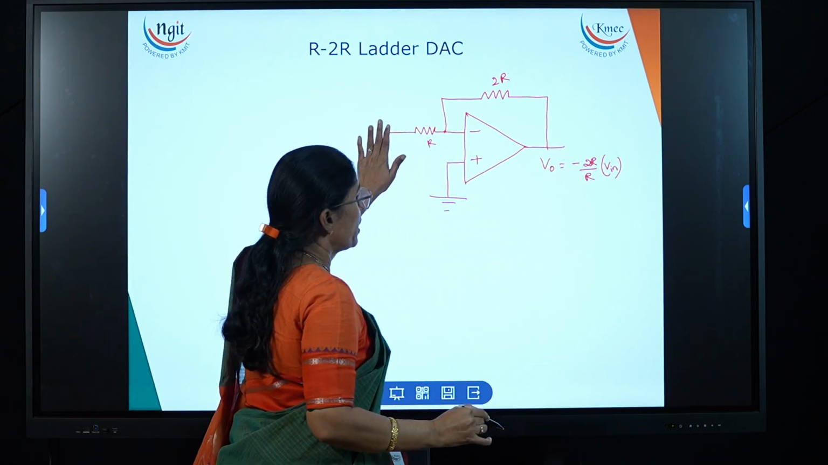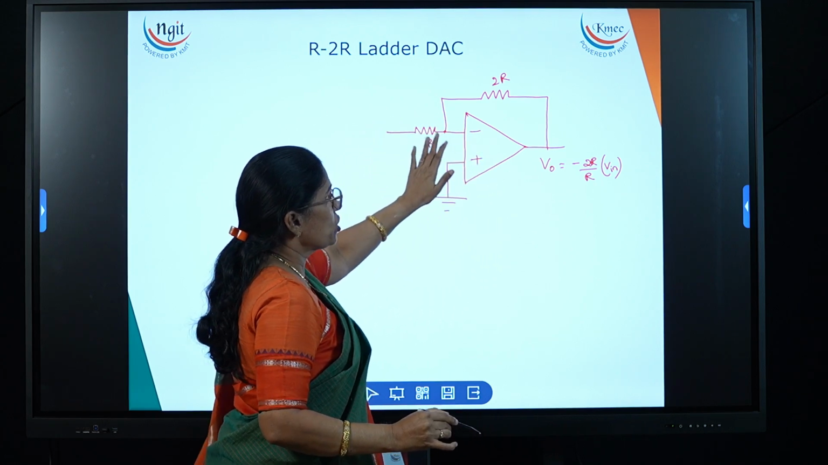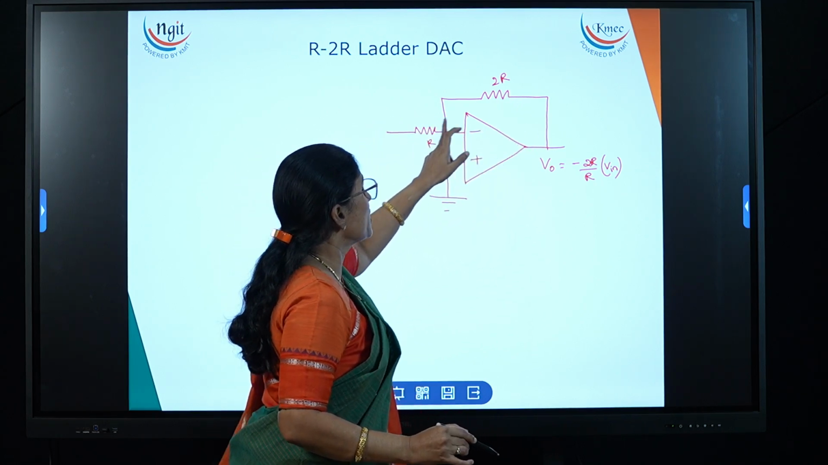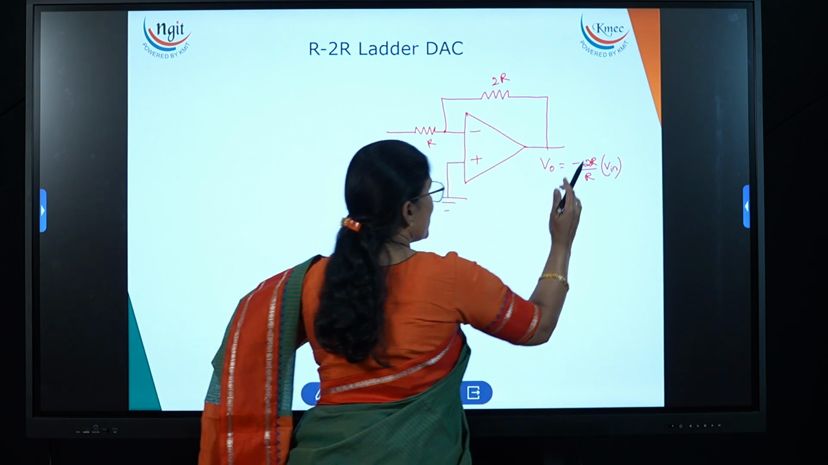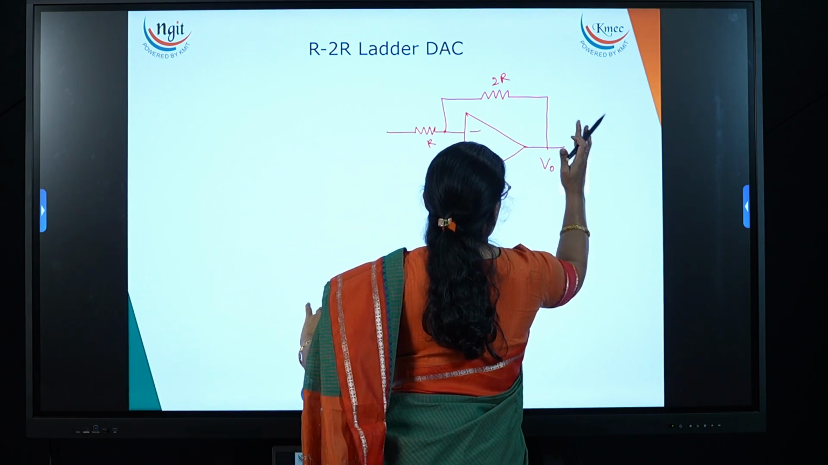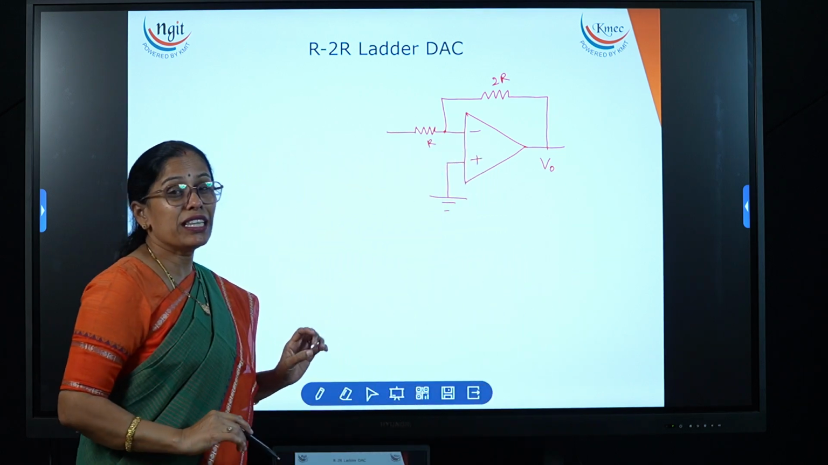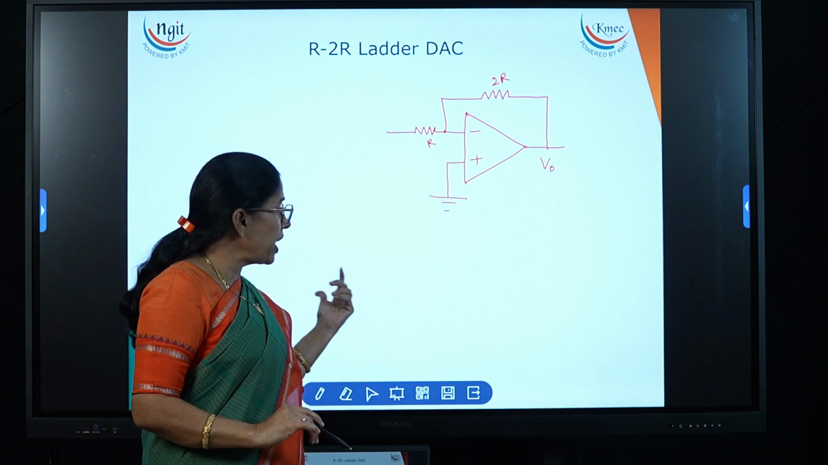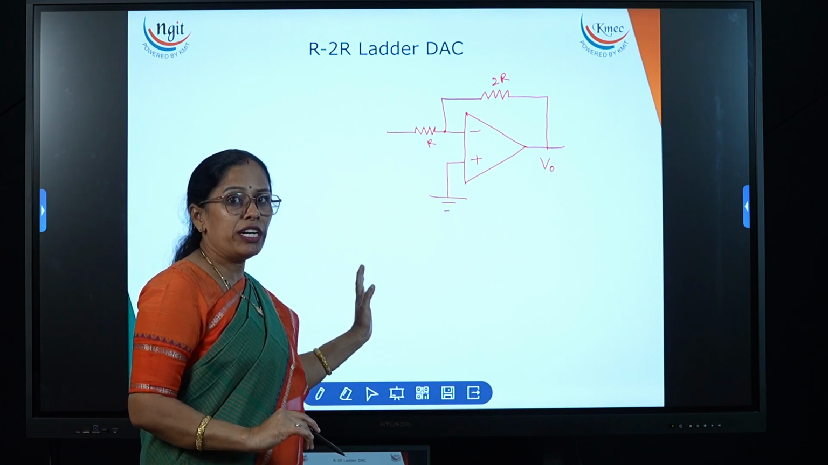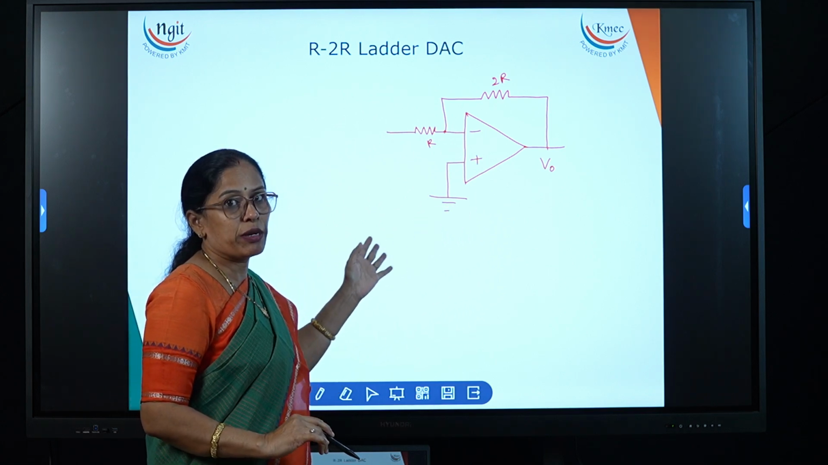Whatever voltage we apply here, it will multiply. So output is equal to the gain times the input. Gain is nothing but the feedback resistor divided by the input resistor. So this is the gain. But here we are applying at the input. Now I am taking the 3-bit DAC. 3-bit DAC means I will apply 3 binary bits. The equivalent analog voltage we are going to calculate by using this circuit.